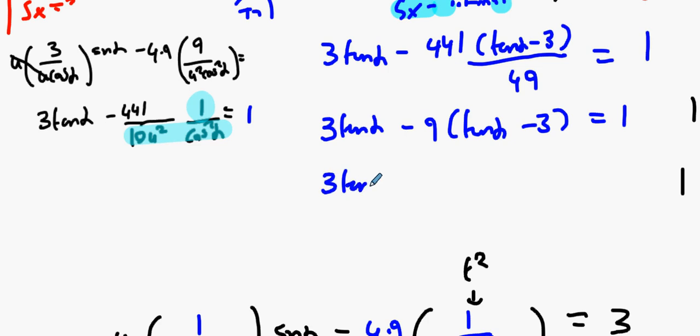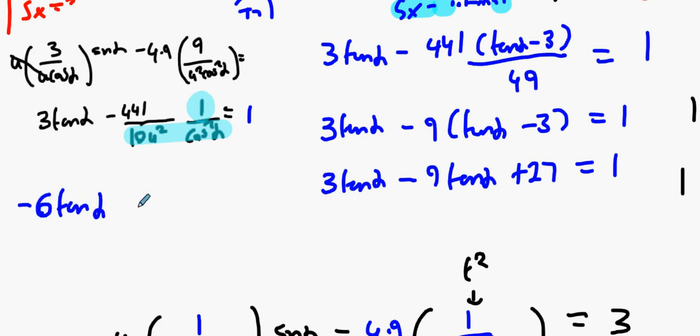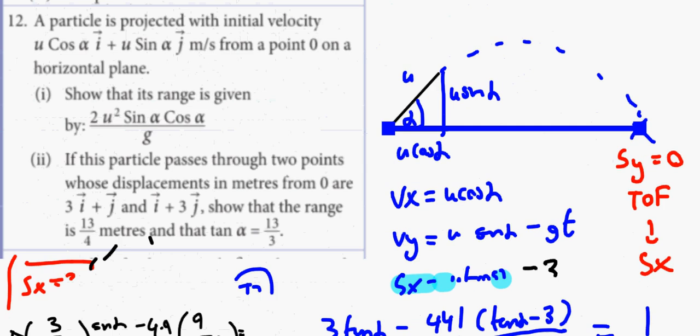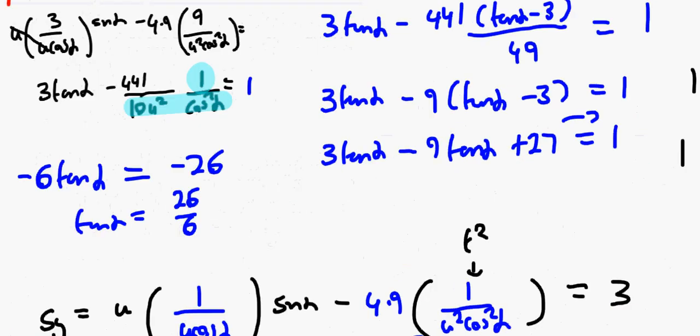3 tan alpha minus 9 tan alpha plus 27, and thank God that's a plus, otherwise we're in trouble. 3 tan alpha take away 9 tan alpha is minus 6 tan alpha, and that minus 6 tan alpha equals 1 take away 27, which is minus 26. Multiply both sides by negative and then divide by the 6, so tan alpha equals 26 over 6. And what does the question want from me? Show that tan alpha is 13 over 3. Thank you very much.